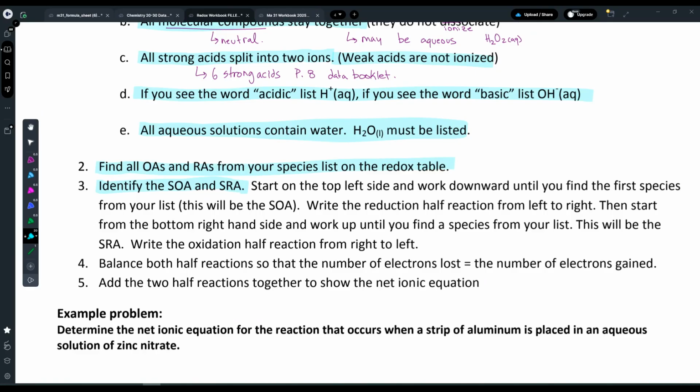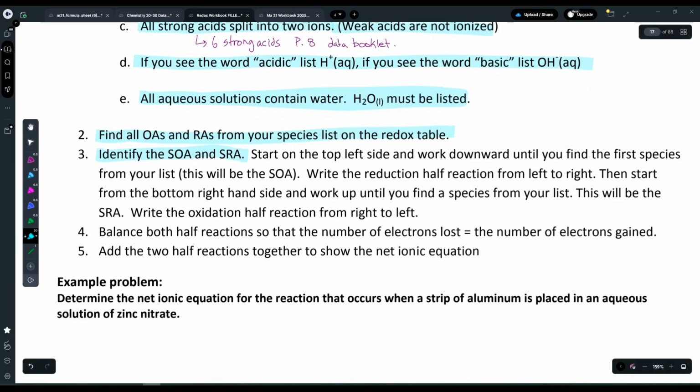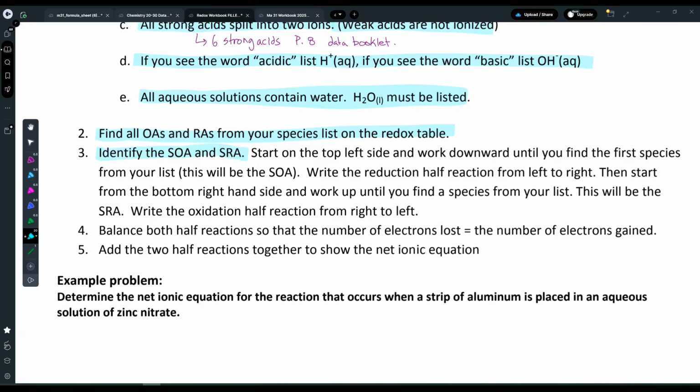You're going to do the same thing for the SRA, but you're going to start in the bottom right hand side, and slowly move your finger up the list of reducing agents until you hit the first species from your list. What's really important about this is you can only use OAs or SOAs or SRAs that are in your species list. If the reaction contains substances that you don't have on your species list, you can't use that reaction in the question. So that's going to be super important.